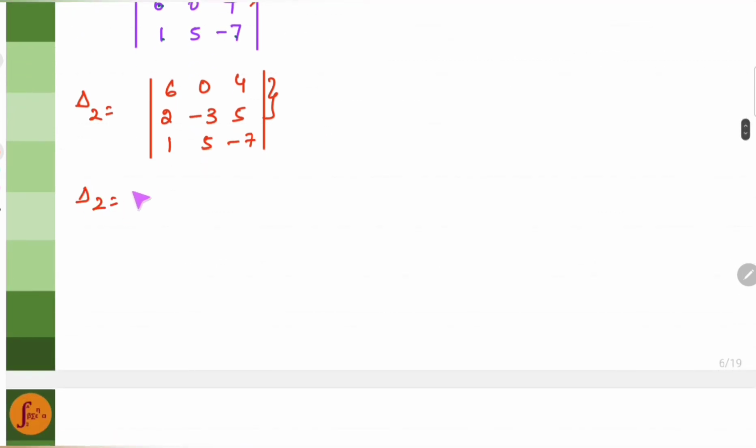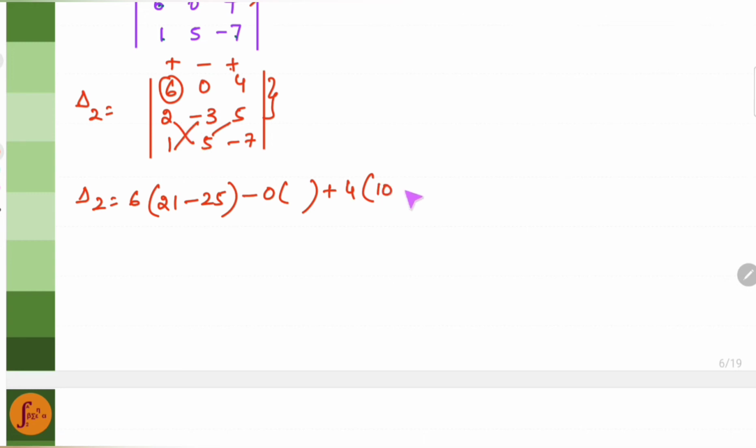Determinant 2 is, first element 6 into minus 3 into minus 7, which is 21, minus 25, plus minus plus. Next element is 0, so we don't have to calculate anything because it's 0. We'll go to the third element, which is plus 4. So remember one thing: when you're finding a determinant, it's better to choose a row or a column which has 0. It makes the calculation easier. So the third element is plus 4 into 2 into 5, which is 10, minus 3 into 1, which is minus 3.